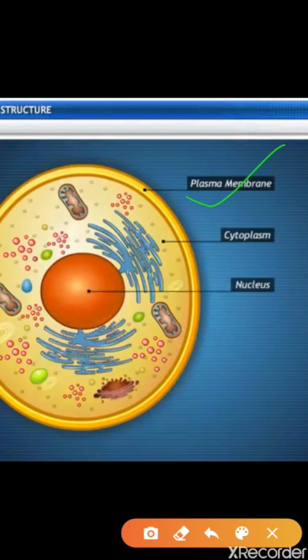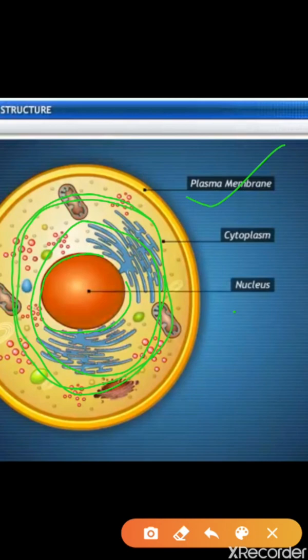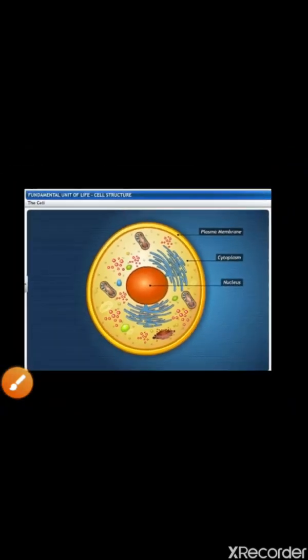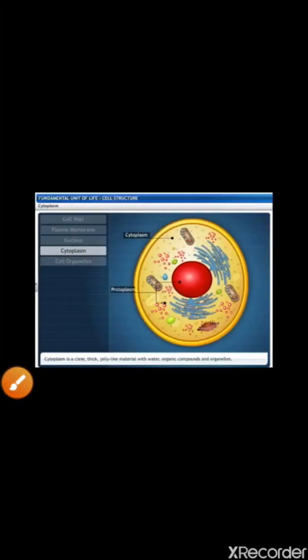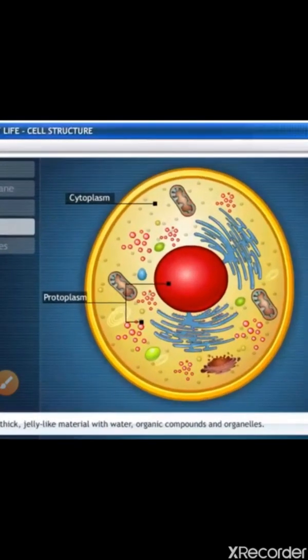So today the cytoplasm, you can see that this whole area, the jelly-like substance, is the cytoplasm, and the middle one, the red colored, is the nucleus. So we will talk about the nucleus and cytoplasm. So let's see. First, we are going to talk about what the cytoplasm is.